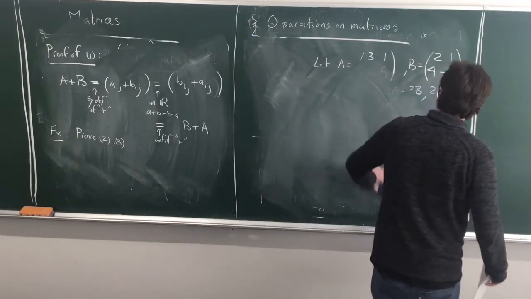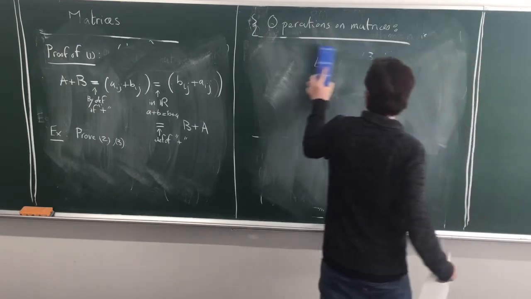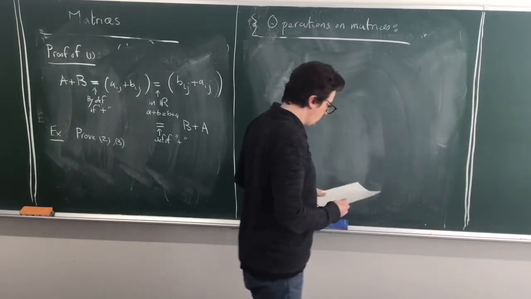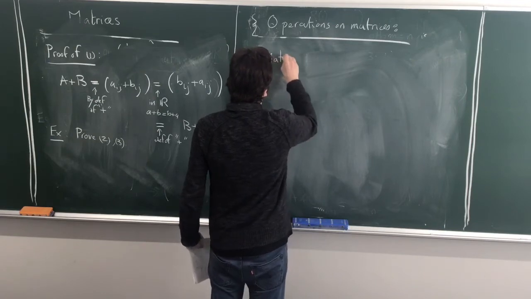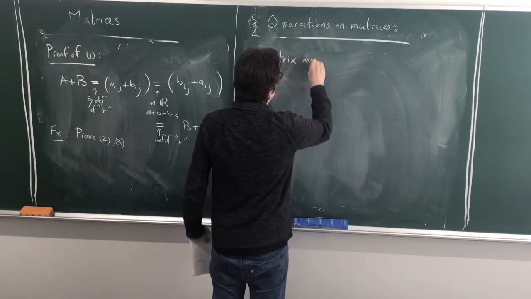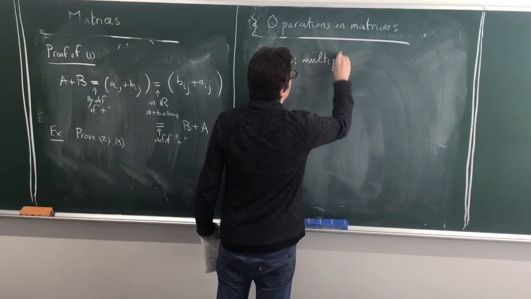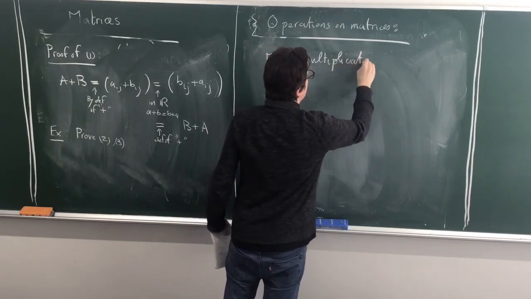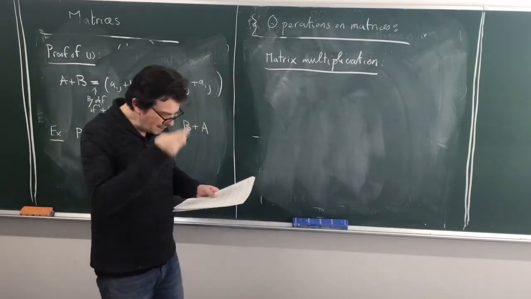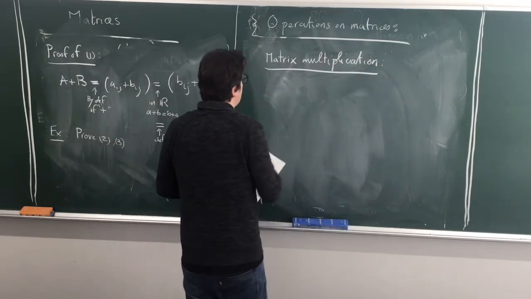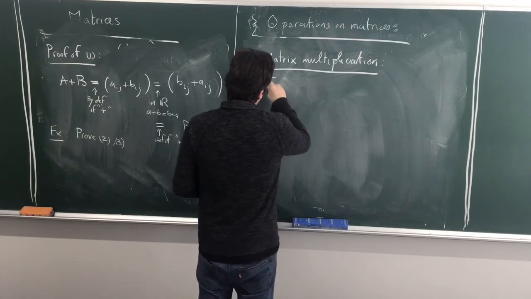Let's study a third operation on matrices. The third operation I want to study is matrix multiplication. So this operation is slightly more difficult. What is the input?